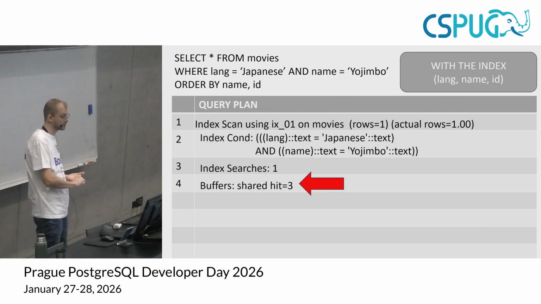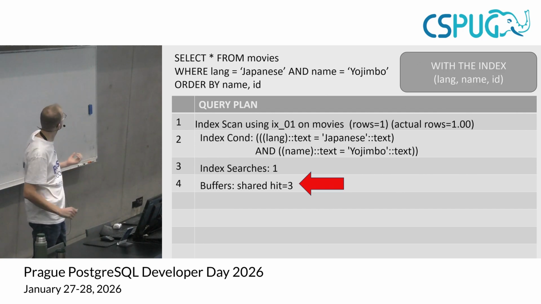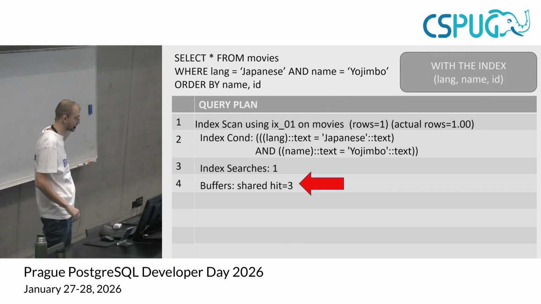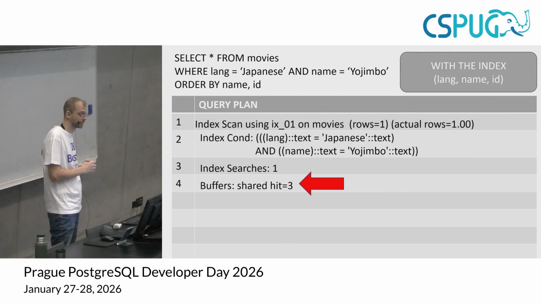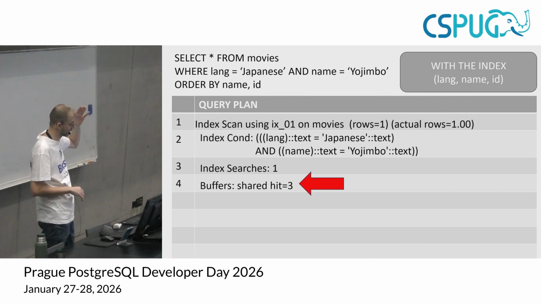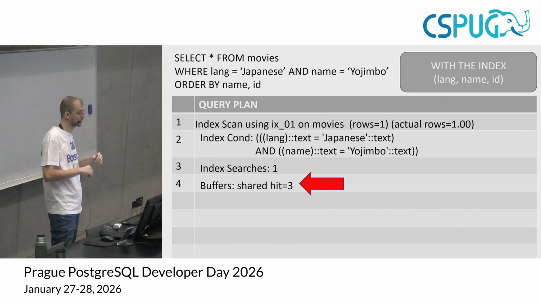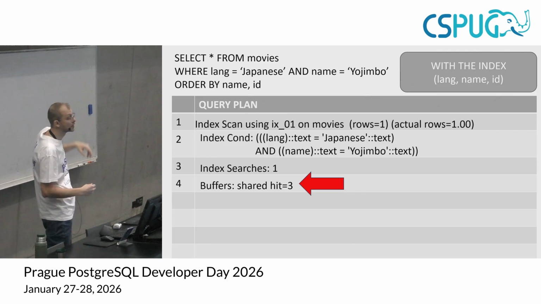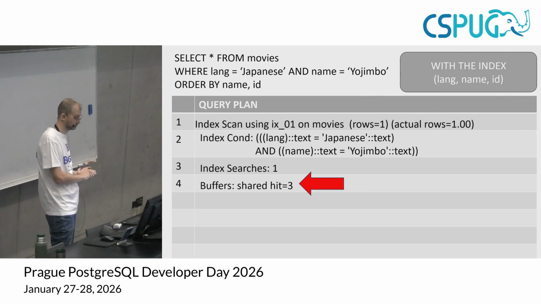I'll go back to movies in Japanese, and I would like to get the movie called Yojimbo. There is only one movie with this name, and Postgres reflects this in the execution plan, and it uses index scan again. What happens? Because language and name are in my index, Postgres directed down to the first movie with the language Japanese and name Yojimbo. That's 2 pages, plus a table lookup because of the select star, so I end up with 3 pages.